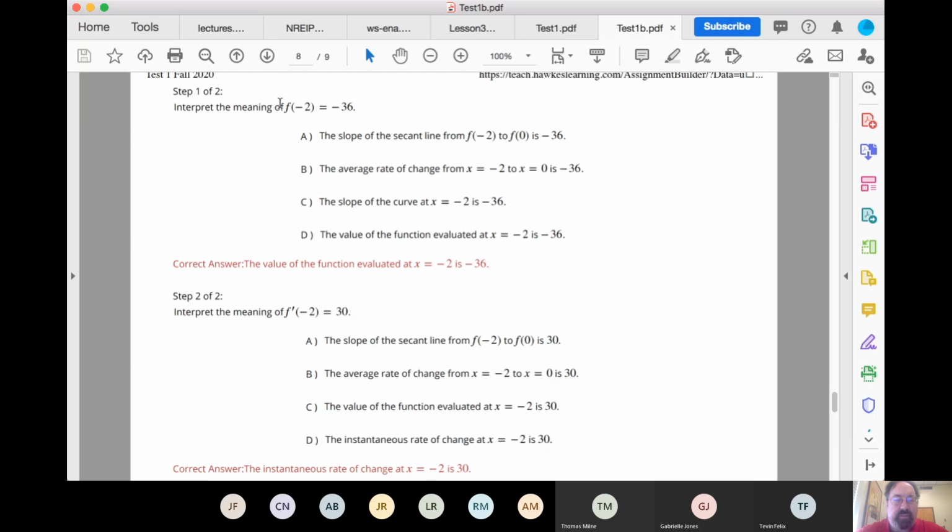If there's no prime, like in this part here, it's only asking about the original function, then look up in the problem what the meaning of the function is, and that's what you choose here. Or in this case, it's just the value of the function. It's not anything about a slope or a rate of change, because it's not asking about f prime, it's only asking about f. And I will be bringing this up again when I review for test 2 and later for the final. Hopefully this won't happen again, or at least not to this degree.